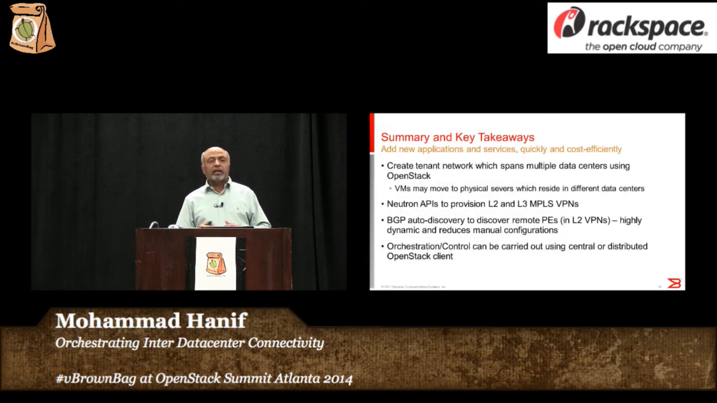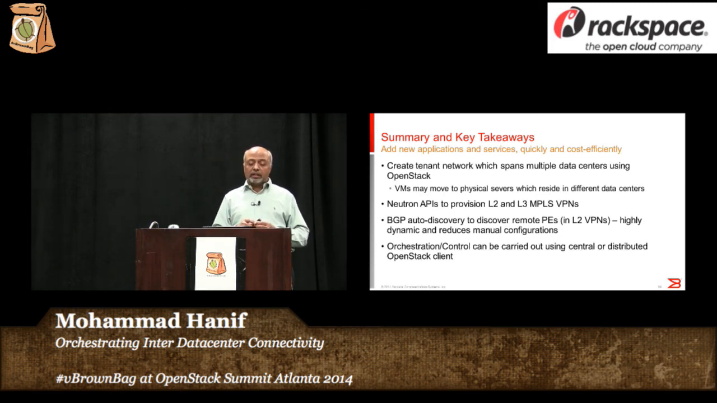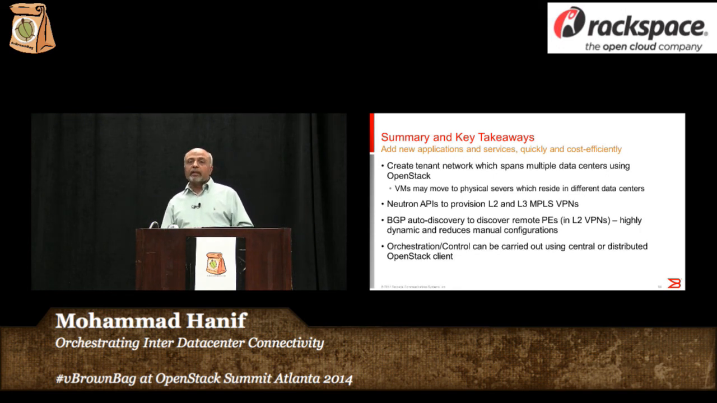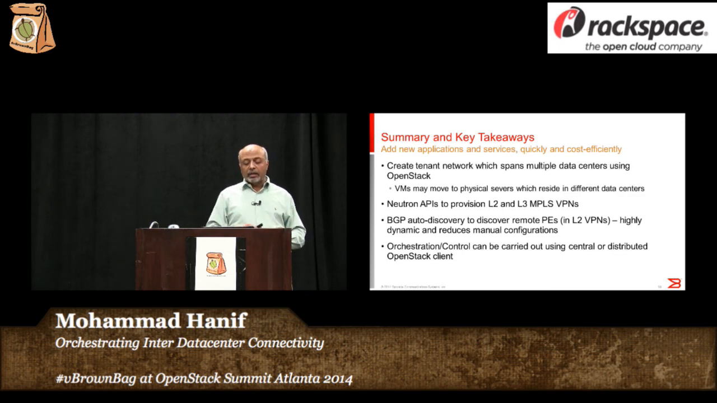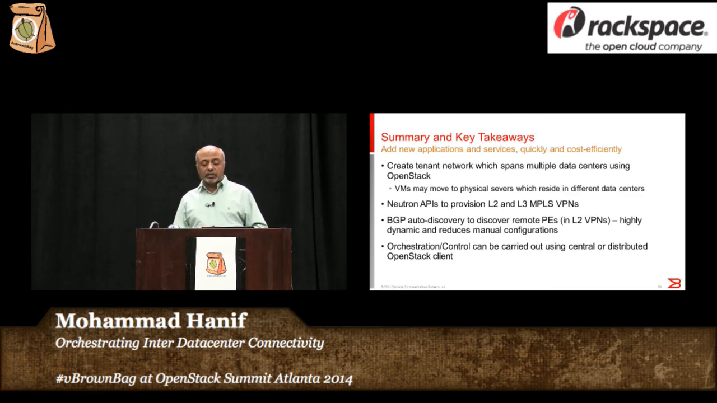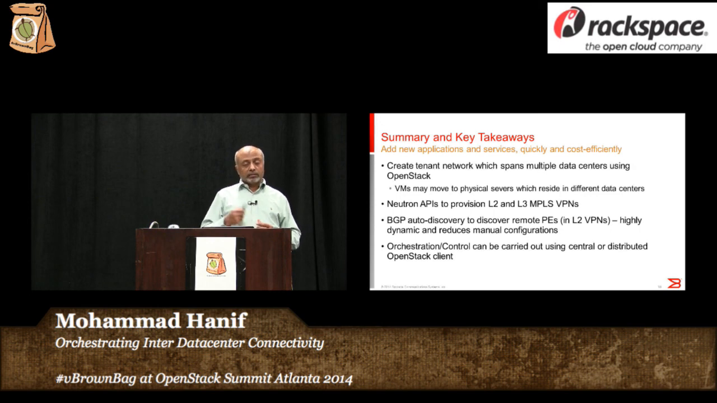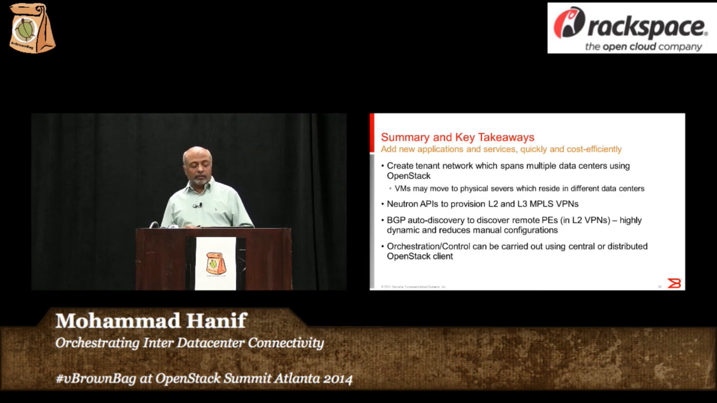So, summary and key takeaways, that's my last slide. This allows you to add new applications and services quickly and cost efficiently. You can create a tenant network which spans multiple data centers using OpenStack. VMs may move to physical servers which reside in different data centers. We now have Neutron API extensions to provision layer 2 and layer 3 VPNs. And also you can use BGP auto discovery to discover remote PEs, especially in layer 2 VPN, which is highly dynamic and reduces the configuration.